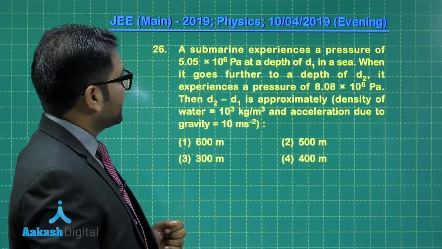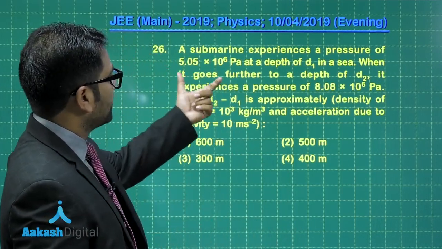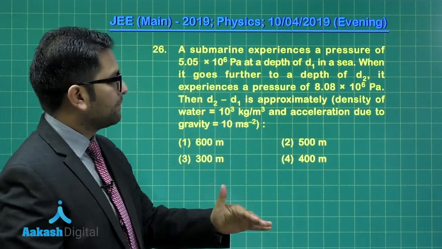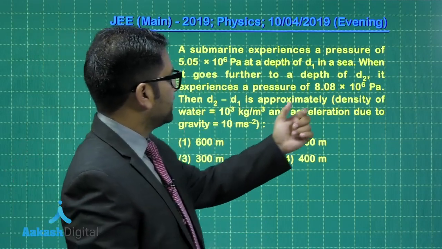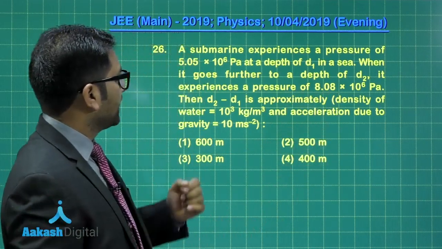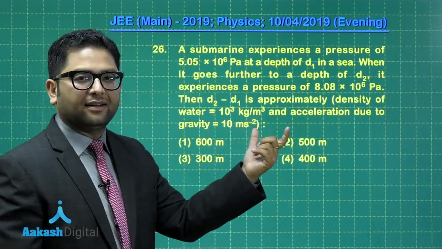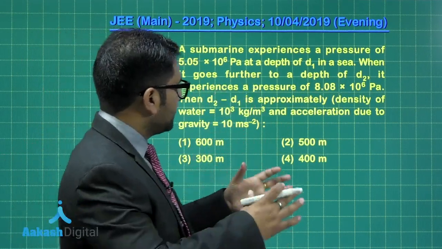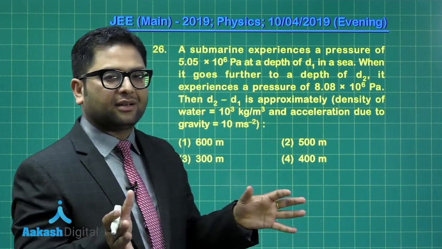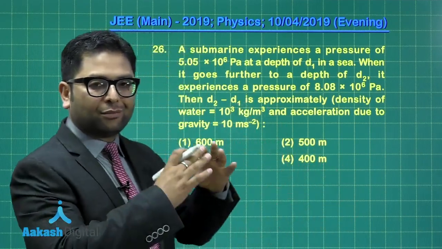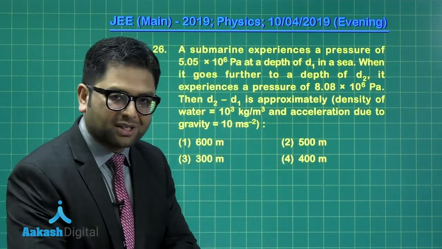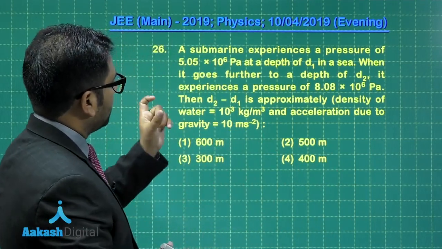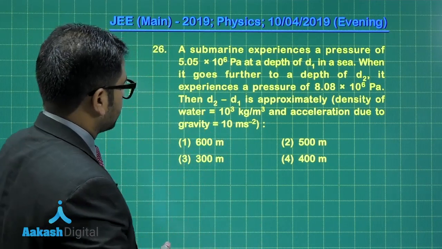Well, a submarine experiences a pressure of so many pascal at a depth d1, and when it goes further to a depth of d2, it experiences a pressure of this much. And the density of water is given. That means during this given moment, the density does not vary. That's a straight confirmation. We can do it on the basis of the language of the question. That inference can be drawn. We need to calculate the difference in the depth, d2 minus d1.